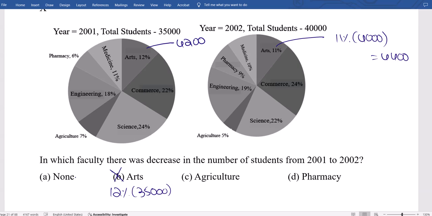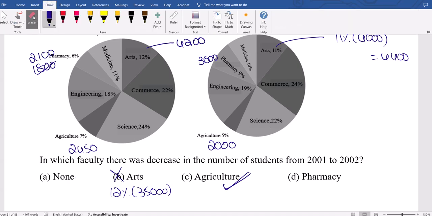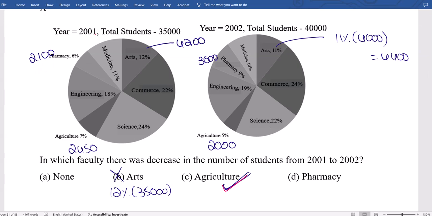Agricultural, 7% to 5%. Agricultural 7% of 35,000 means 7 into 350, 2450. Here this is 5%, this is 2,000. Yes, agriculture is decreasing here. Which is decreasing is agricultural. Pharmacy increasing. Pharmacy is 2100, now it becomes 3600. Almost double, not double. Pharmacy increased. The only one which is decreasing is agricultural.